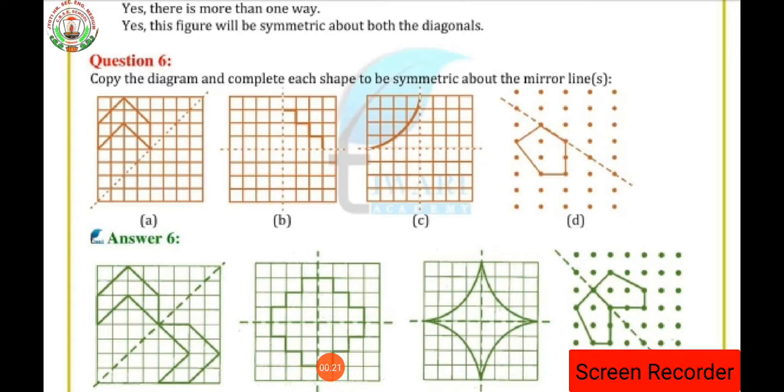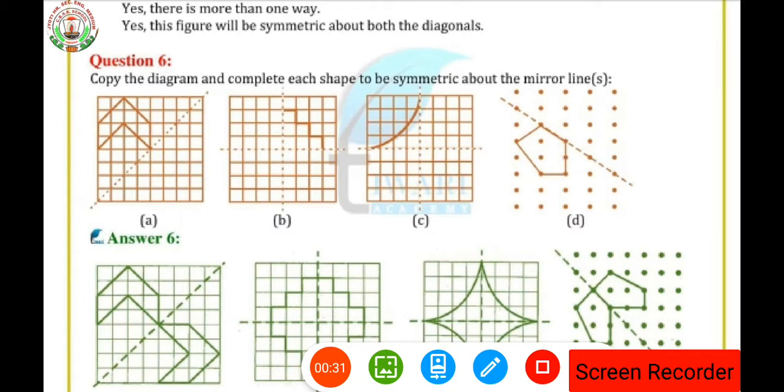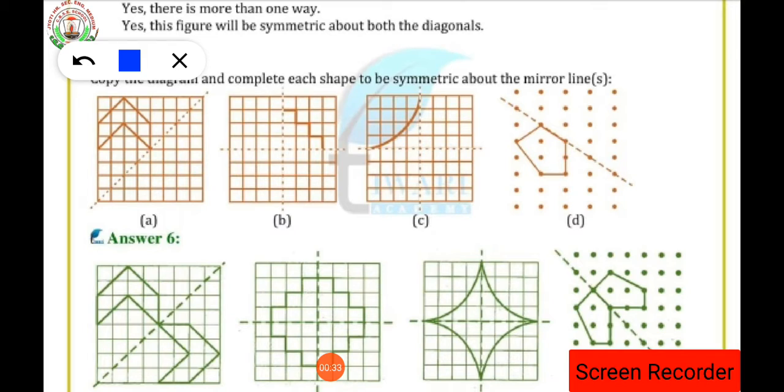So dear student, what is question number 6 saying over here? Copy the diagram and complete each shape to be symmetric about the mirror line. What do you mean by mirror line? Mirror line means whatever dotted line is given in the figure, it is said to be a mirror line. Clear student? This question you have to do in your book itself.